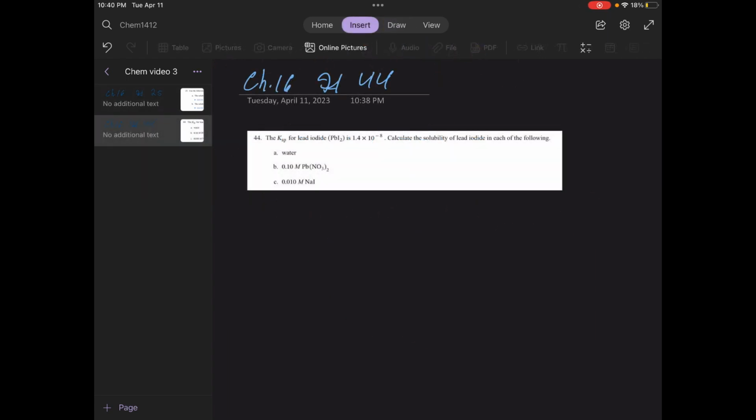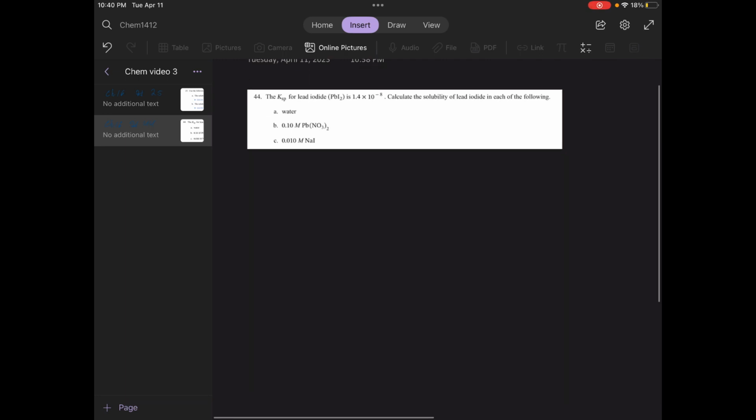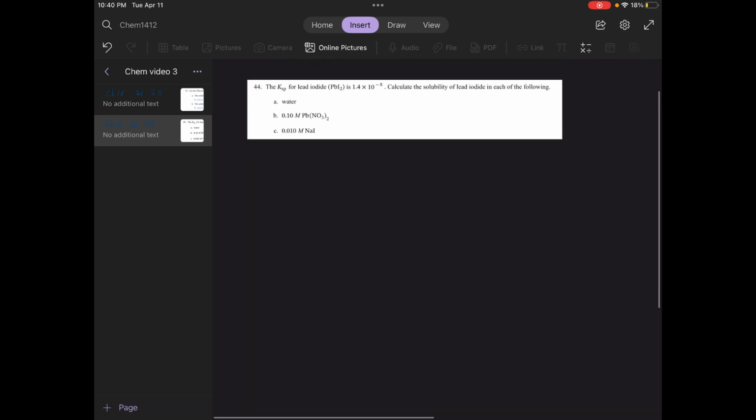Okay, and this is number 44. Here it's asking the Ksp for lead iodide, PbI2, is 1.4 times 10 to the negative 8. It says calculate the solubility of lead iodide in each of the following. Part A, water. Part B, 0.10 concentration of Pb(NO3)2, and part C, 0.010 NaI. So we're going to start with part A, water.